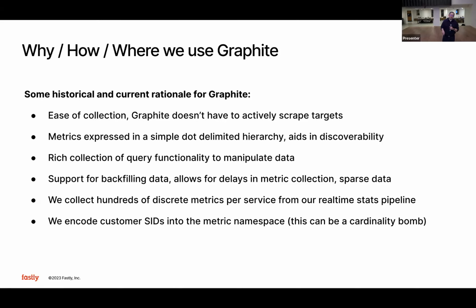And the last bullet point is kind of a challenge for us. We did it to ourselves, but we encode what we call a SID, a service identifier, into the metric name, right? So think of that dot delimited path. It's going to be a customer name, some random hash, a service ID, and the service is something that's entirely generated by the customer.